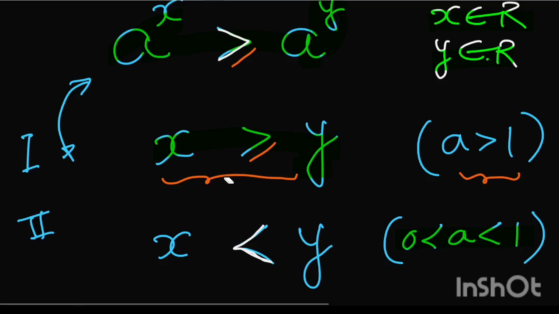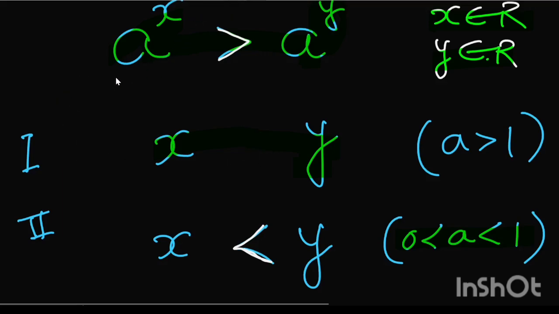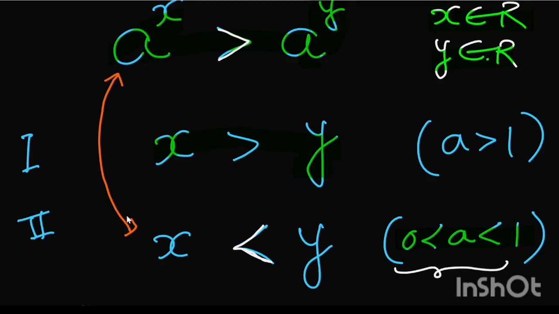And the second part states that if a to the power x is greater than a to the power y, then x is less than y. The sign gets changed when the base is what, guys? When the base is between 0 and 1. And it acts both ways. Like if a to the power x is greater than a to the power y, then x is less than y, base is 0 to 1.